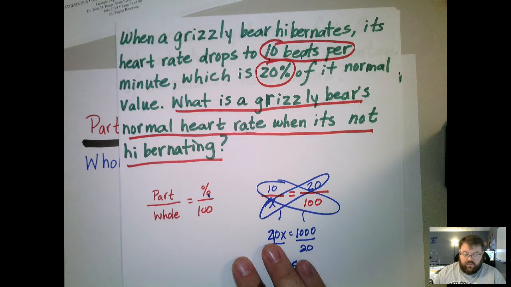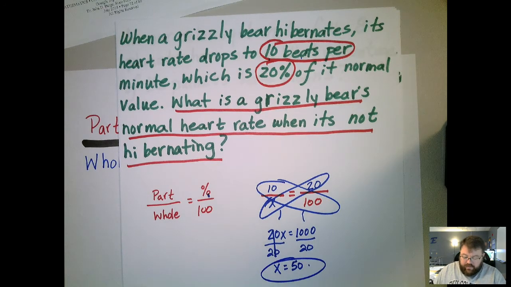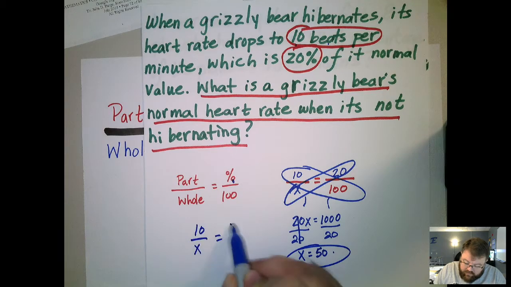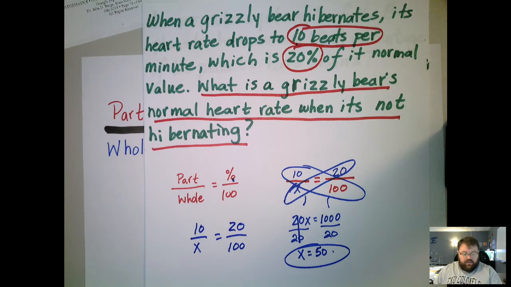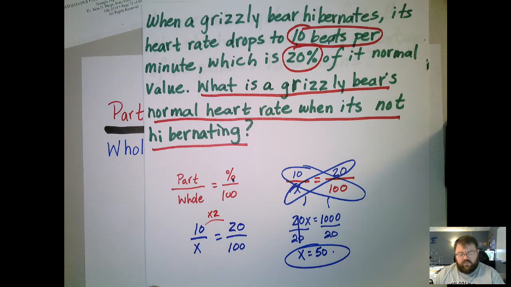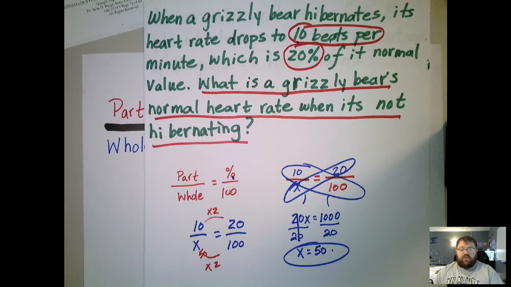Once we've set up the proportion, if you did it a different way, let's say that you set it up and you got 10 over x is equal to 20 over 100, okay? And you're thinking, well, 10 times 2 gives me 20. So what number times 2 gives me 100? And many of you would know, hopefully, that 50 times 2 is 100.